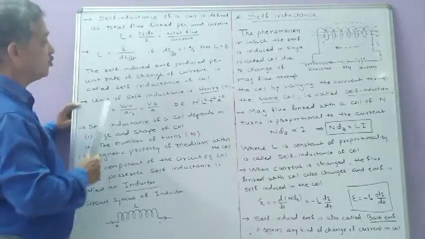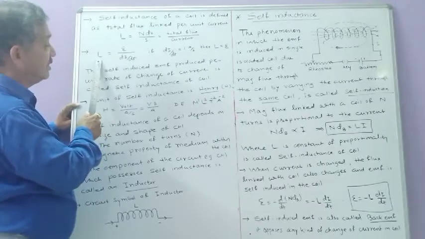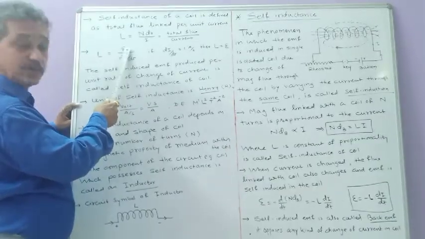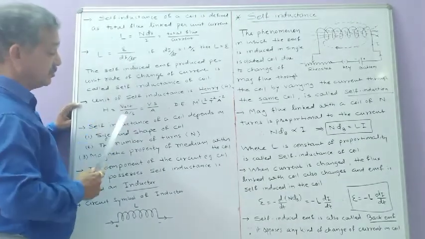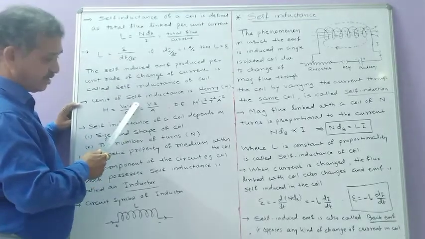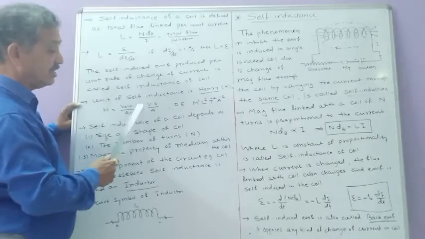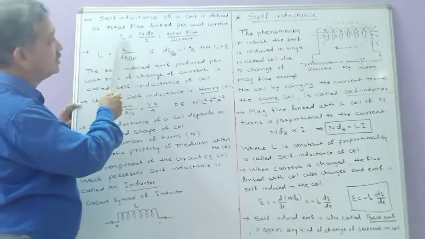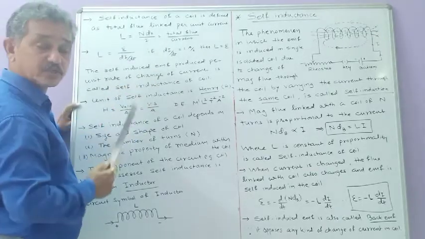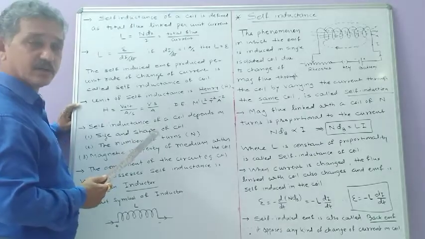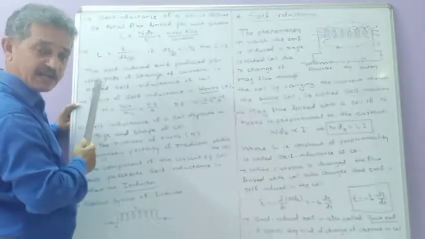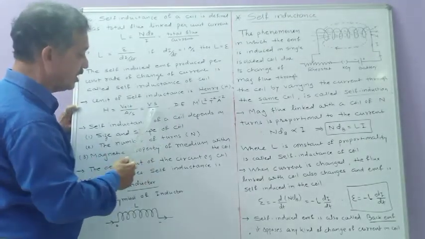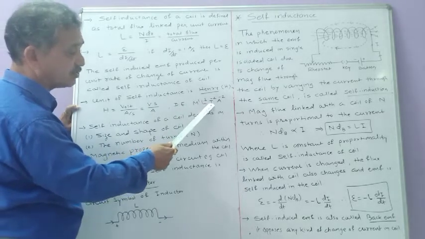So what will this Henry be? You can determine from this formula: unit of L equals unit of E upon unit of di by dt. Unit of E is voltage, measured in volts, and di by dt is measured in ampere per second. Second comes to the top, so volt second per ampere, that is, Henry is equal to what? You can write volt second per ampere. According to this, you can write Henry is equal to unit of flux upon current, and unit of flux is Weber. So Weber per ampere is also known as Henry, or volt second per ampere is also known as Henry. And the dimension formula, using this, you can determine: M L squared T raised to minus 2 A raised to minus 2.